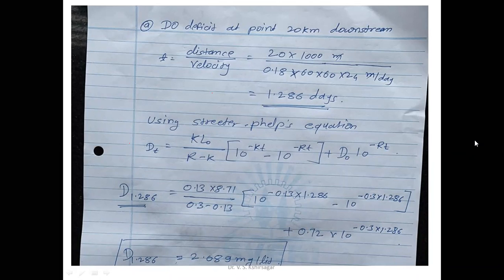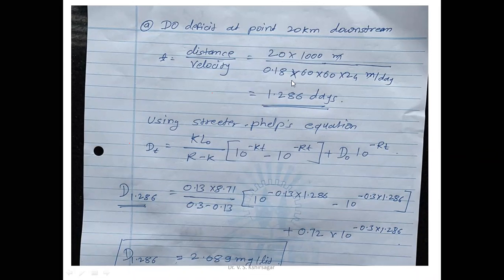Okay, 20 kilometer downstream. So we know the equation to determine the time: t, small t is the time, is equal to distance upon velocity. What is the distance? 20 kilometer. And velocity is 0.18 meter per second. So directly I have written here in a converted form. Distance is 20 kilometer; I have converted by multiplying by 1000 into meters. And velocity is given to you 0.18 meter per second.